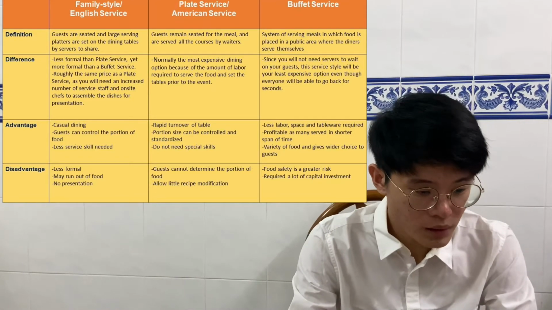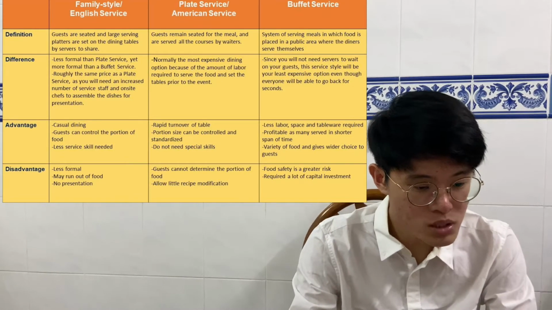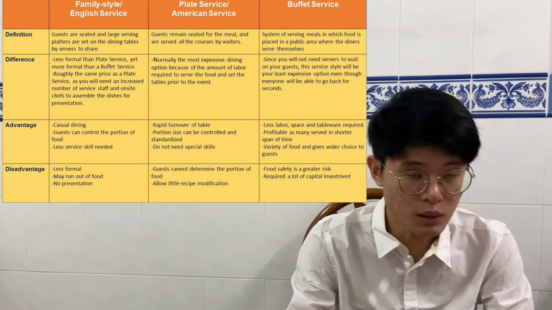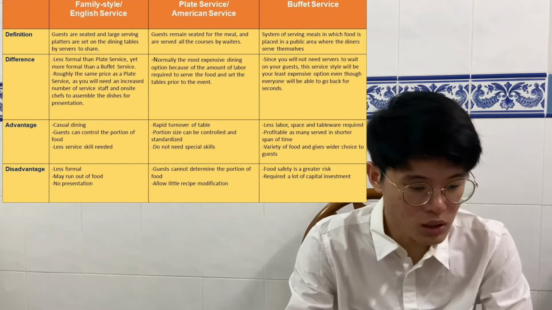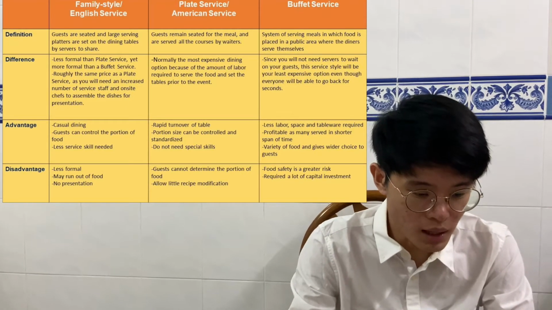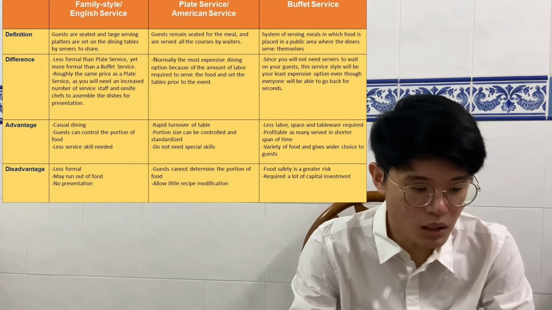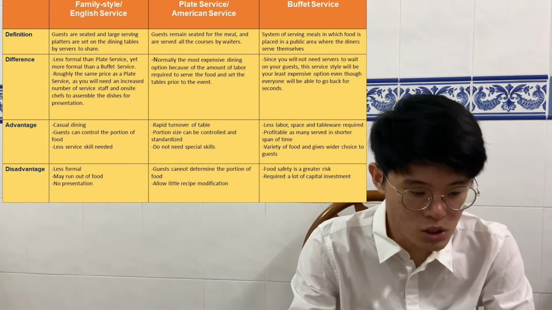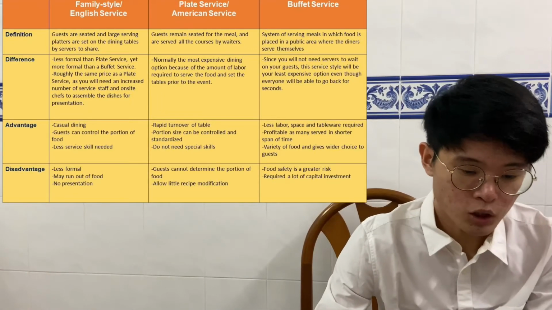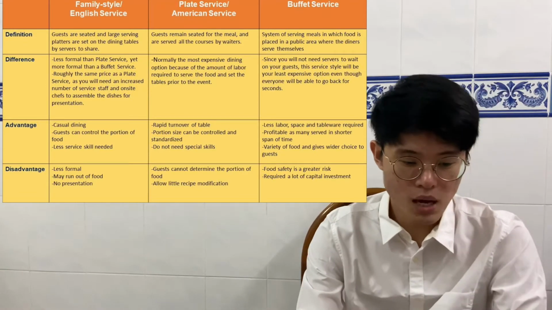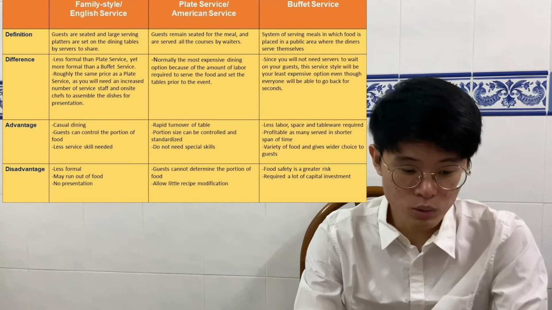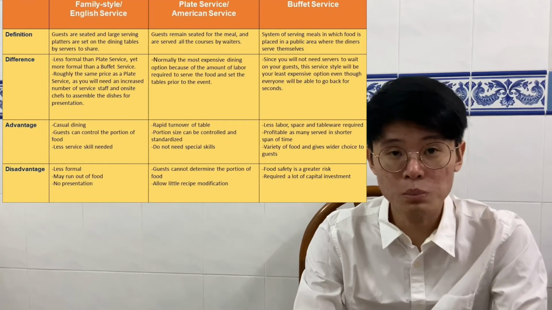So the English service is less formal than the plate service, yet more formal than the buffet service. It is roughly the same price as the plate service, as you will need an increased number of service staff and an on-site chef to assemble the dish for presentation. Then the plate service is normally the most expensive dining option because of the amount of labor required to serve the food and set the table prior to the event.